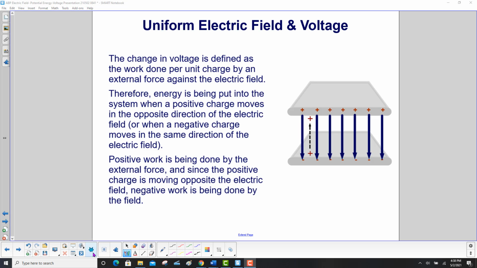Therefore, energy is being put into the system when a positive charge moves in the opposite direction of the electric field. So here we have a positive charge and it's moving this way against the electric field, which means somebody's applying an external force to it. It's also the same when a negative charge moves in the same direction of the electric field. Positive work is being done by the external force, and since the positive charge is moving opposite the electric field, negative work is being done by the field.